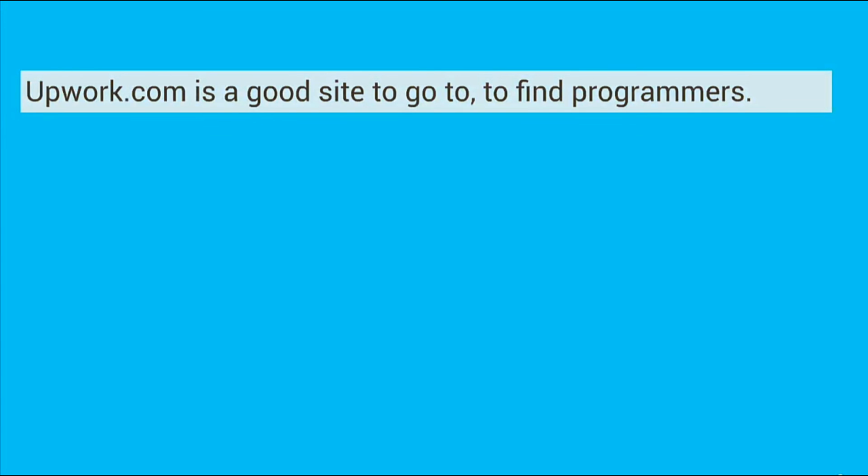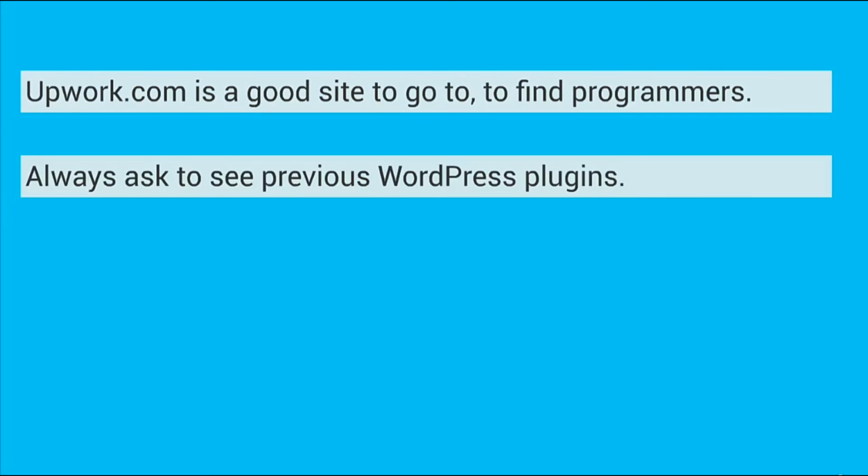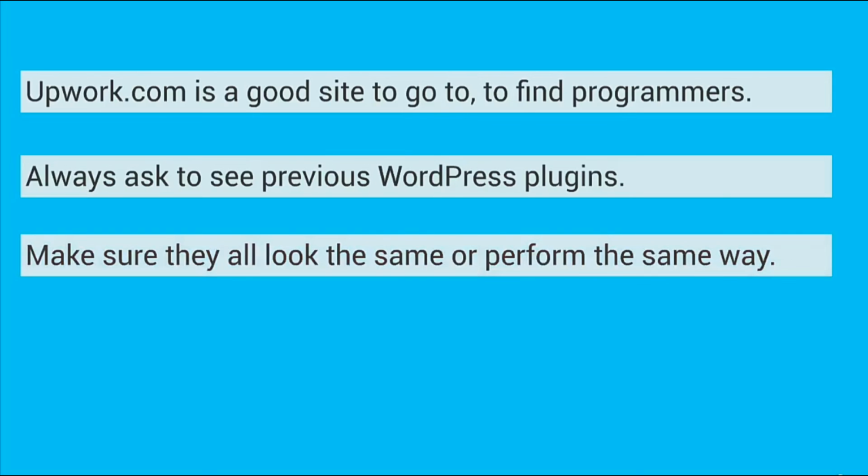Now, like I said, Upwork.com is a good site to go to and find programmers. And always ask to see previous WordPress plugins. Make sure that they have developed programs and plugins before. And another little tip is to make sure that they all look the same or perform the same way. So what you're looking for are patterns. I've already taught you how to find patterns in consumer demand. But if you want to figure out if somebody's legit or not, look at their plugins, see if they have a style. Because everybody has a style.